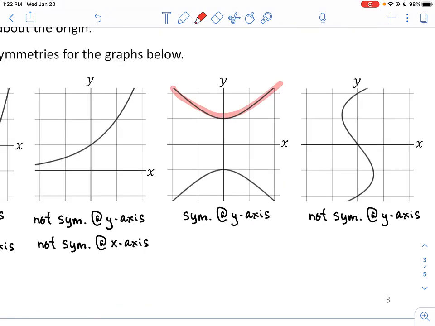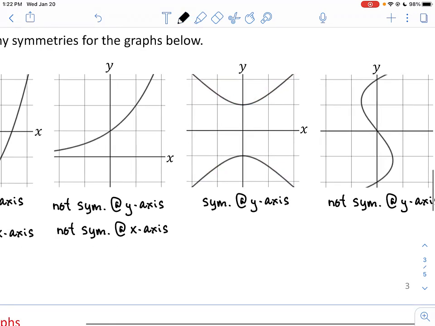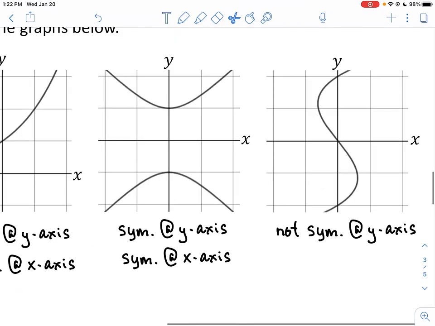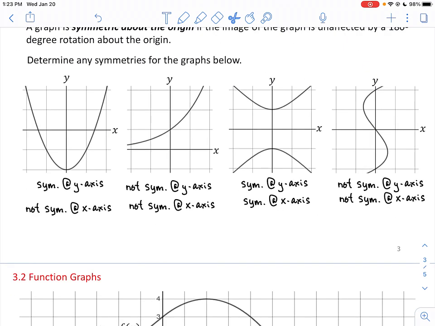The next case, focus on what's above. If that gets reflected down below, it matches what's already there. All right, so this one does have symmetry about the x-axis. And this next one, let's focus on the part of the graph I see above the x-axis. If that were reflected across the x-axis, I would expect to see this. But I don't see that, so this one also is not symmetric across the x-axis.